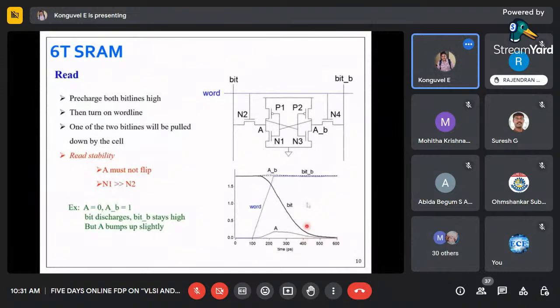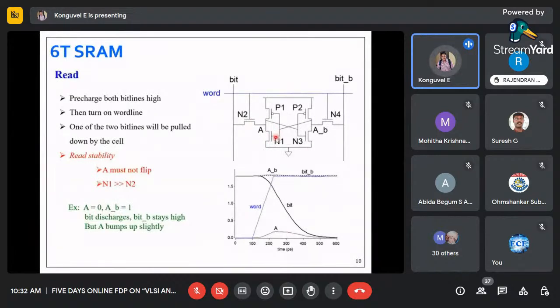Why are we getting that bump? Because when A is 0, in our first case, what will happen? When we put the bit line and word line, bit is pre-charged and word is 1. So this N2 will be turned on. This N1 will be turned on.